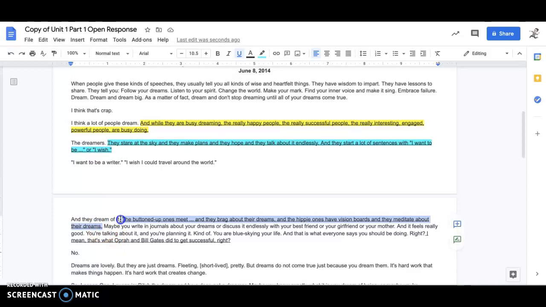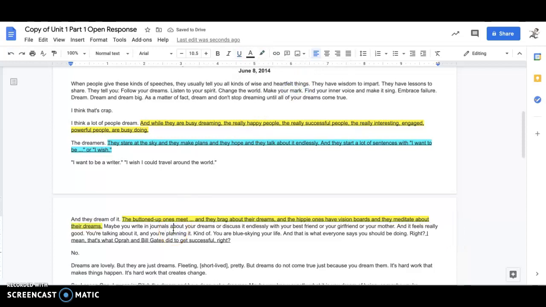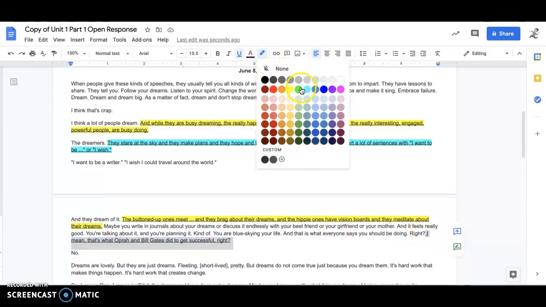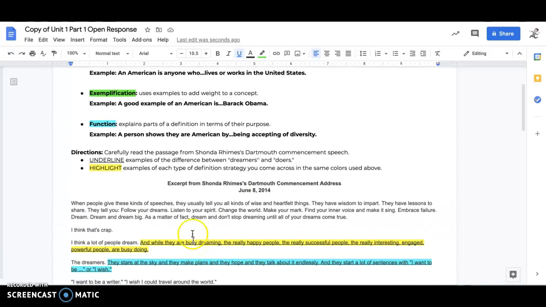This one could go a couple different ways, but basically what it is doing is talking about two different types of dreamers. Buttoned up ones, which would mean they are formal, and hippie ones who are informal. So because it's giving us two groups within a larger definition, that is classification. This one here is the only example in this speech where she gives us specific people that apply to definitions, and therefore that is exemplification, specific examples.